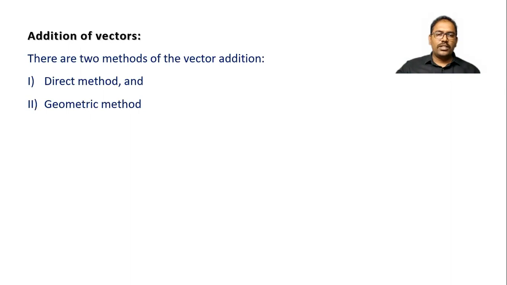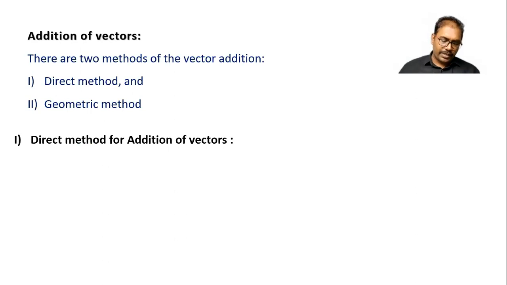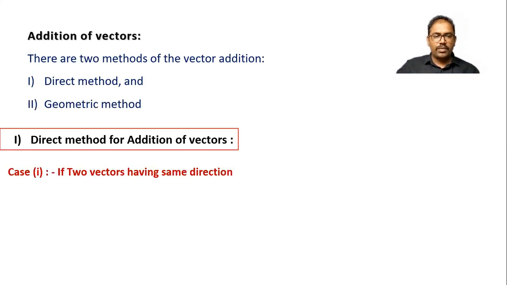There are two methods of addition of vectors. The first one is the direct method, and the second one is the geometric method. Let me learn the direct method for addition of vectors first. Now, what is the direct method? In that also, two cases are there. Case one: vectors having the same direction.